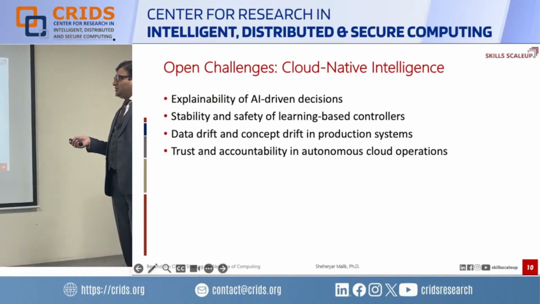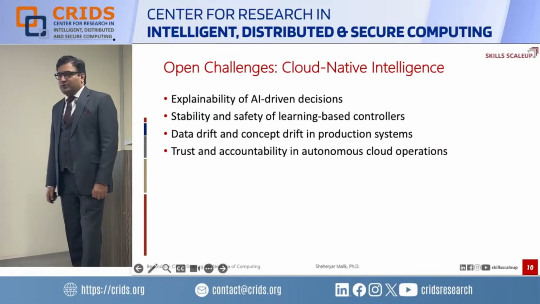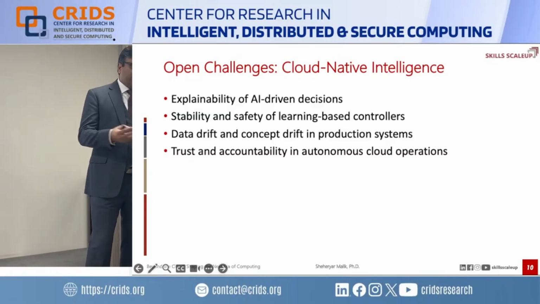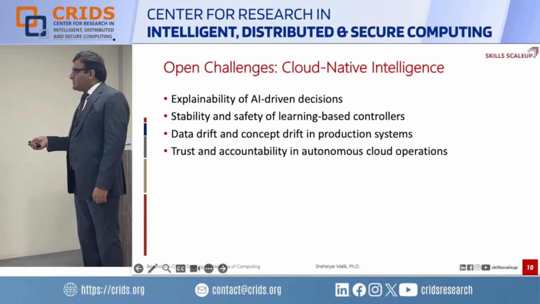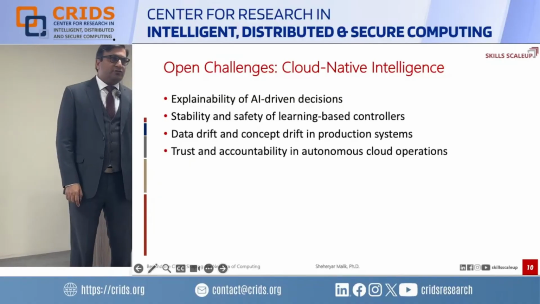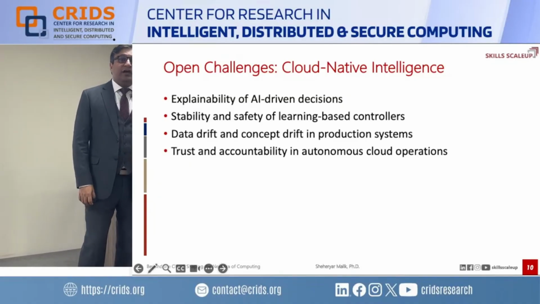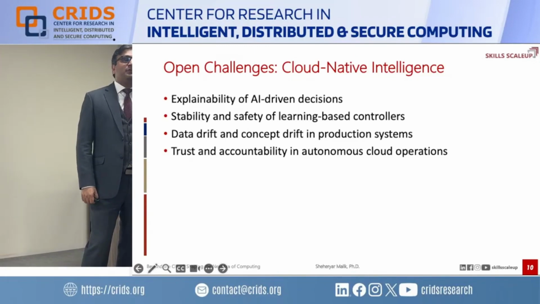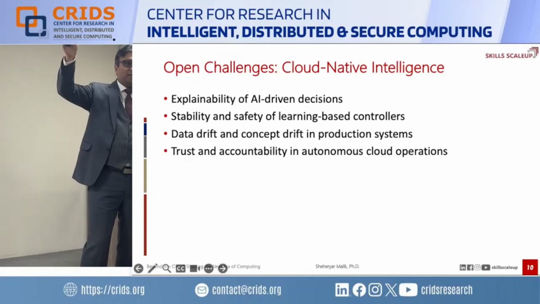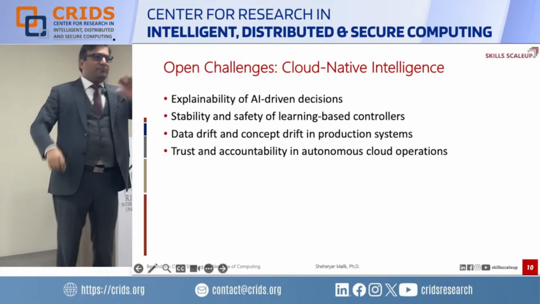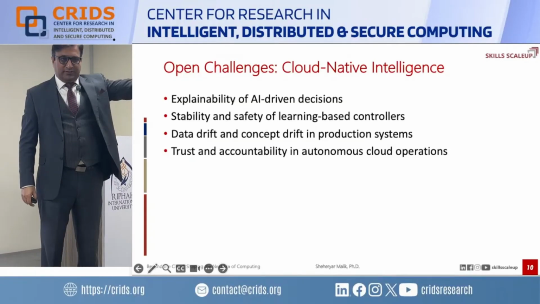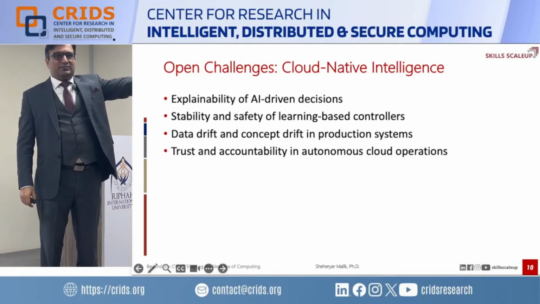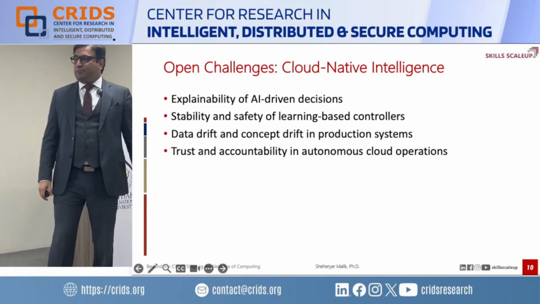Similarly, stability and safety of learning-based controllers, like how stable they are. Data drift and concept drift in production systems. You have developed a system and there is a data drift in that. And then trust and accountability in autonomous cloud operations, because you are making decisions based on certain parameters. And if you are employing multiple parameters, for example, you are running the workloads based on green computing, okay, now there could be a problem, because you are saying that data center is better to run your job, but the problem is that the data center is far from the users of your customer. Now the latency is going to increase, so that's a problem. You could actually breach your SLA as well.